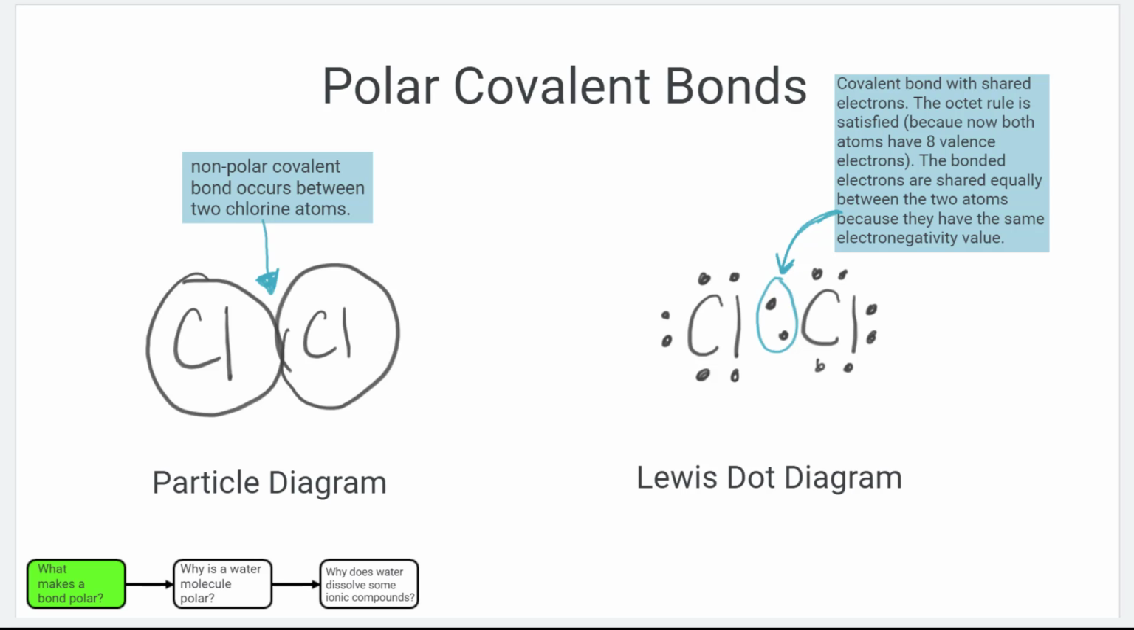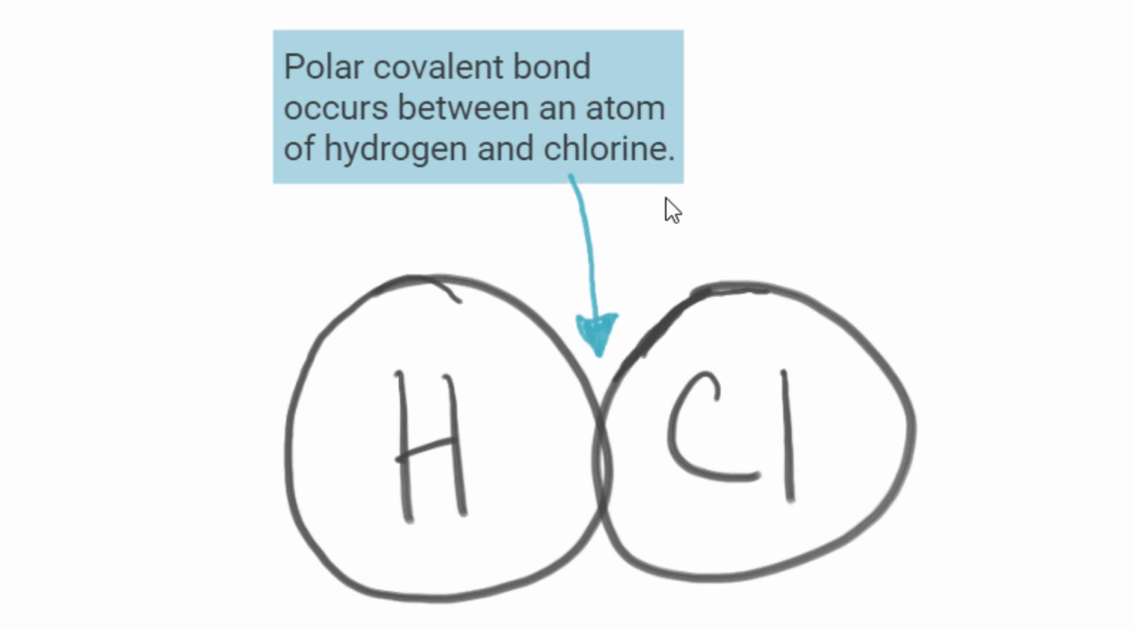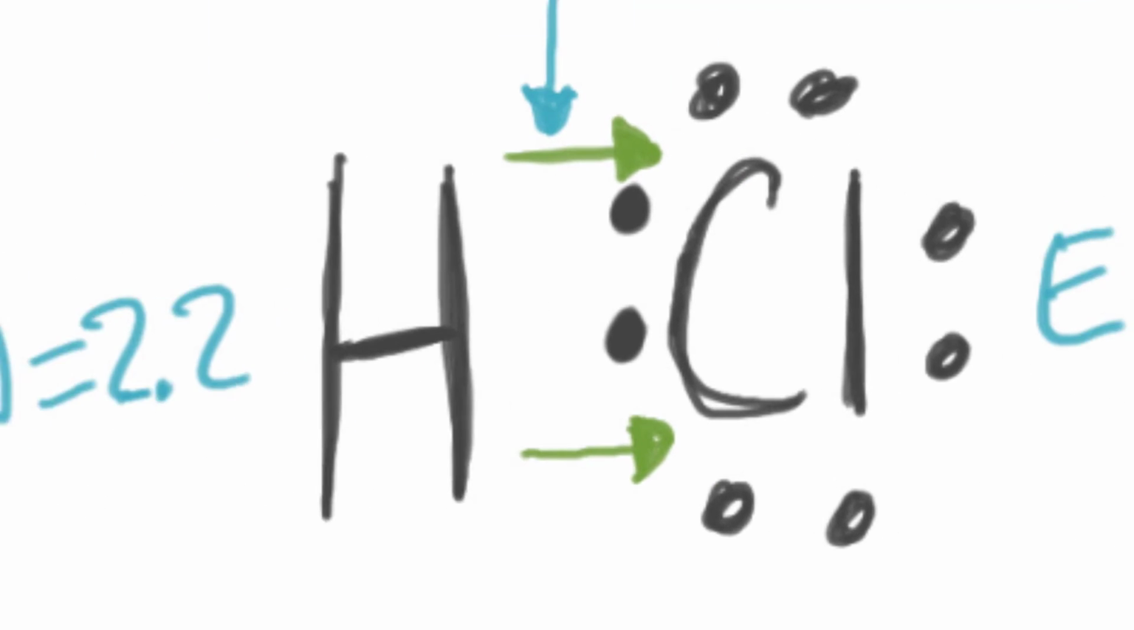Now polar, you can think of as something having 2 ends, or something being different on 2 sides, kind of like the poles of the Earth. You have a north and a south pole. So if we look at a polar bond, which is this case right here, notice that we have hydrogen and chlorine bonded to each other. We know that's a covalent bond because these are 2 nonmetals. Two nonmetals create covalent bonds, and they share their electrons.